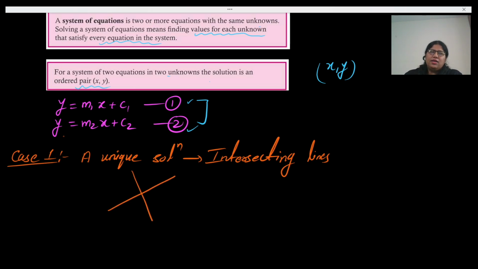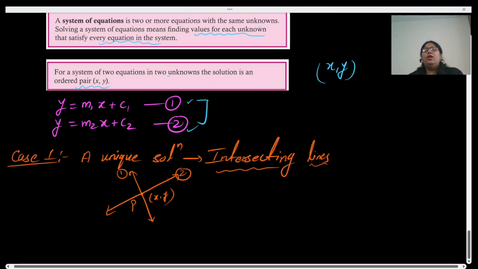So wherever these intersect, if I write on here, this is equation 1, this is equation 2, wherever they intersect these two lines, that point of intersection is called a unique solution, which is x comma y, written as an ordered pair. So if I take this point as p, point p falls on both the straight lines, which is why it is going to satisfy both the equations, right? But in every case we don't get intersecting lines. We will get intersecting lines whenever they tell you to solve the algebraic equations algebraically or graphically.